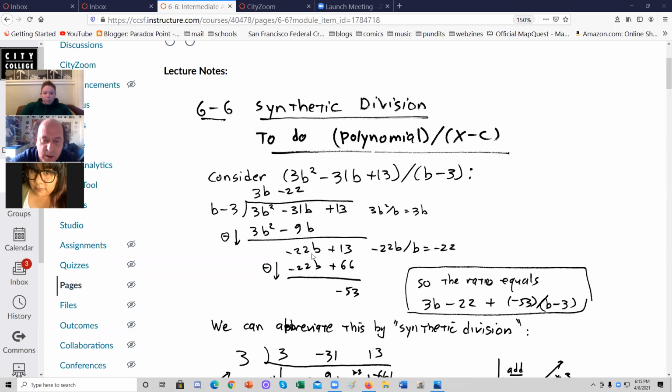Divide minus 22b by b, get a negative 22. That goes into the quotient. Negative 22 times b minus 3 is minus 22b plus 66. Subtracting, we get minus 53. So we have the result 3b minus 22 minus 53 over b minus 3.